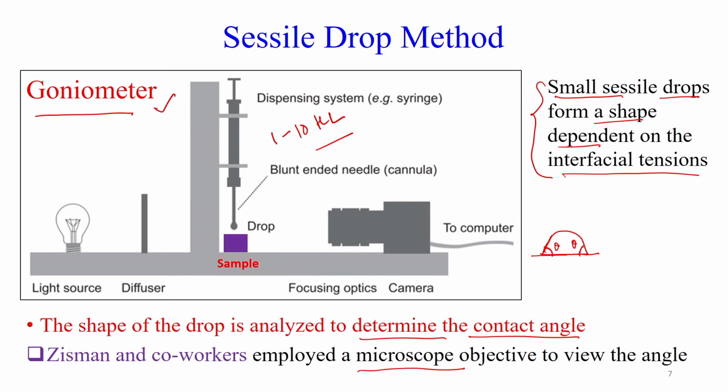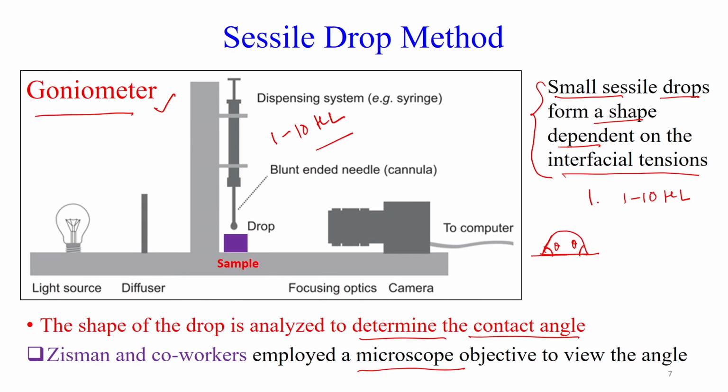gravitational forces. So, there are three things we have to consider when we perform the contact angle measurement. First is the small volume, typically 1 to 10 microliters. The shape of the drop is totally dependent on the interfacial tensions, meaning the surface tension of the solid, the surface tension of the liquid, as well as the interfacial tension between the solid and the liquid.